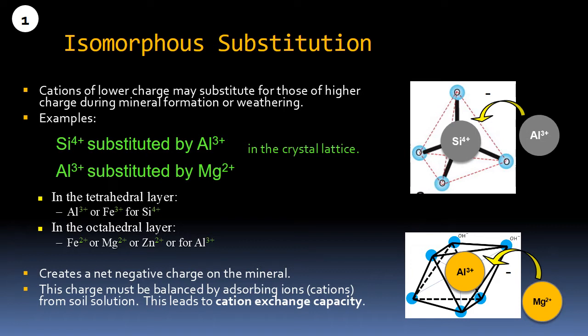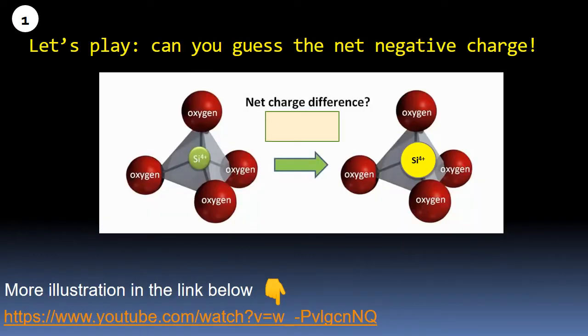As you will see, all of them are now 2+. And that at the end of the day would result in more net negative charge, and that also means that those negative charges in the soil should be occupied by something. It means it will adsorb other nutrients in the soil, and that will lead later on to the concept of cation exchange capacity. Let's have some fun together and look at how isomorphic substitution leads to increased charges in the soil.